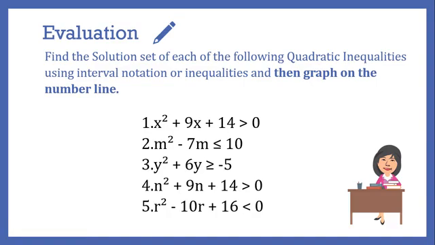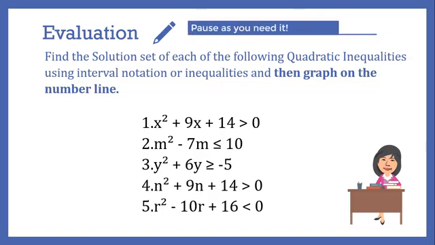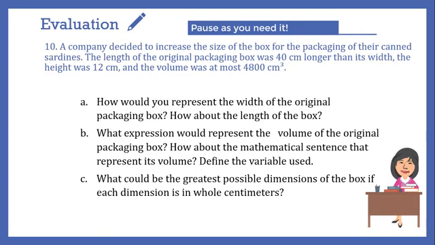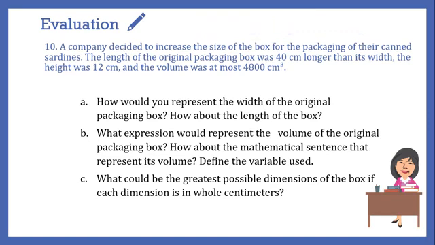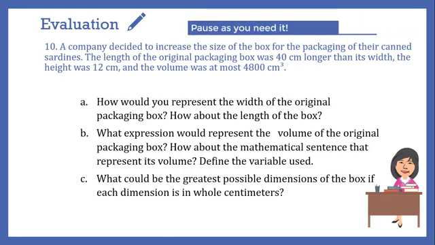Now, it's your turn. For the evaluation, let us find the solution set of each of the following quadratic inequalities using interval notation or inequalities and then graph on the number line. And for number 10, here's the problem. A company decided to increase the size of the box for the packaging of their canned sardines. The length of the original packaging box was 40 centimeters longer than its width. The height was 12 centimeters, and the volume was at most 4,800 cubic centimeters. Here are your guide questions for you to answer this correctly and with accuracy.